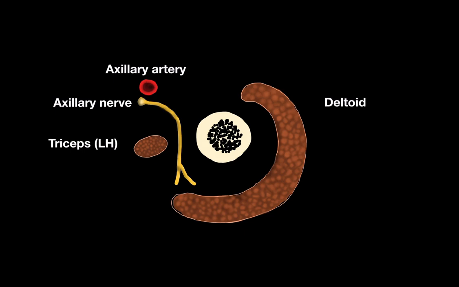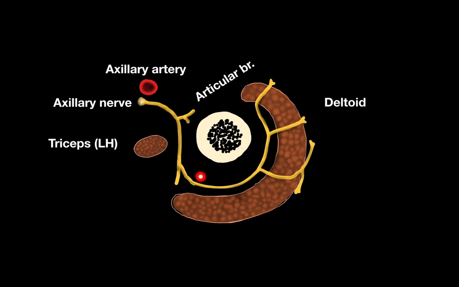Okay, before it reaches the quadrangular space, its first branch is given off, and that is the articular branch. It supplies the shoulder joint. And now let us see the two divisions. The anterior division winds around the humerus along with the posterior circumflex humeral vessels, and then it supplies the deltoid muscle and pierces the muscle to supply the skin over the deltoid.